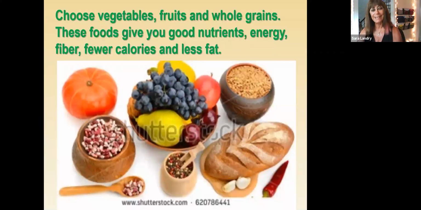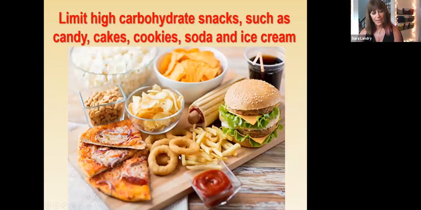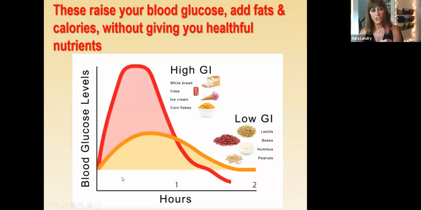If you eat lots of vegetables, fruits, and whole grains, these foods give you good nutrients. They give you energy, fiber, fewer calories, less fat, and fewer carbohydrates. So these are good foods to eat if you're a diabetic. You can eat all these delicious snack foods like pizza and onion rings and burgers and popcorn and all this good stuff, but you've got to limit your portion size. These are the foods that raise your blood sugar levels. They add fat and calories, and they don't give you healthy nutrients.